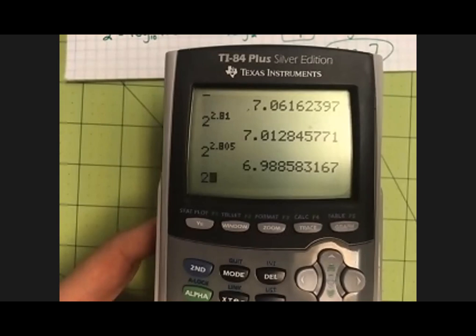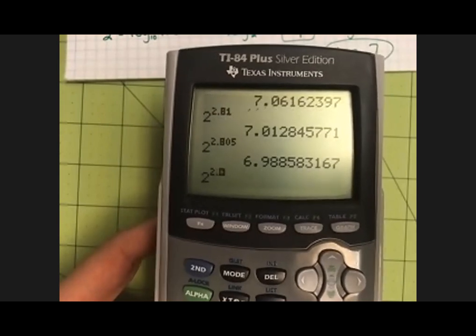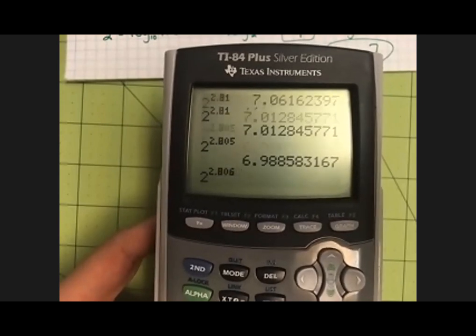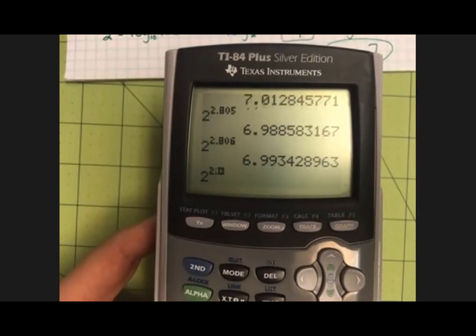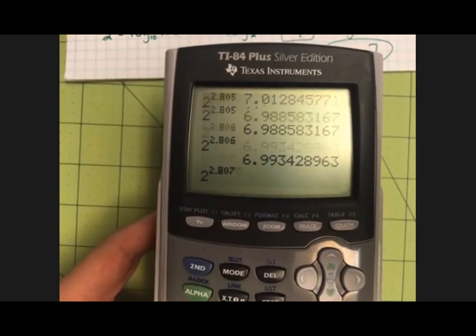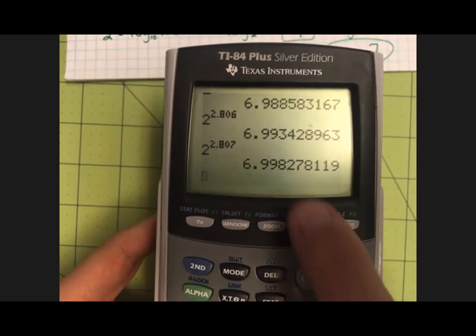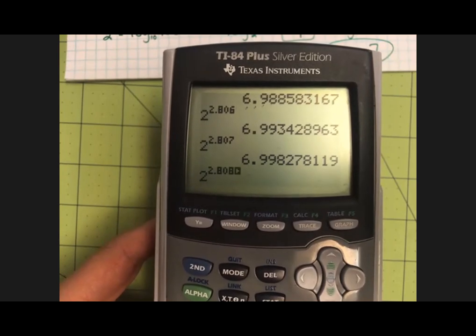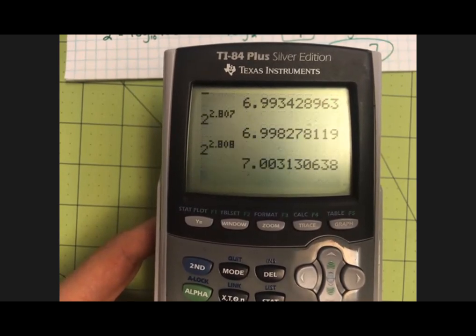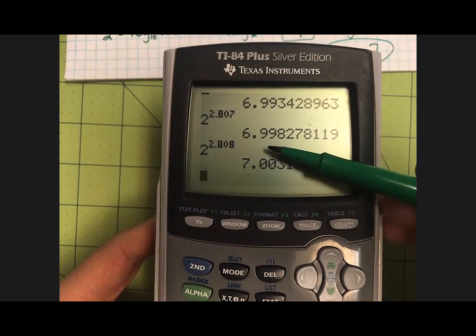Now, you know I'm not going to do this forever. 2 to the power 2.806. A little bit too low. 2 to the power 2.807. Oh, tantalizingly close. 2 to the power 2.808. This could get addictive. Okay, now I've crossed 7.